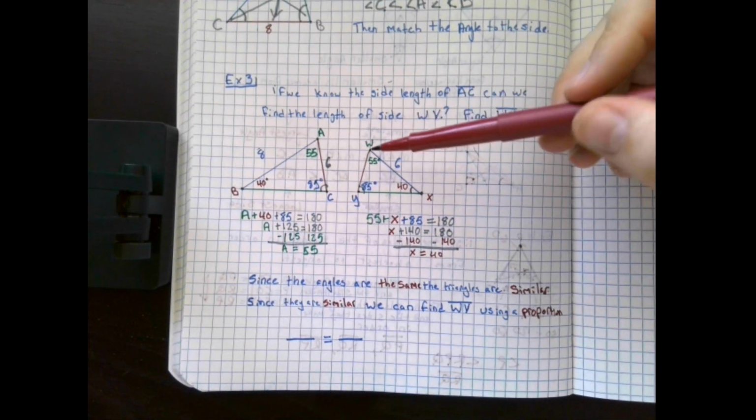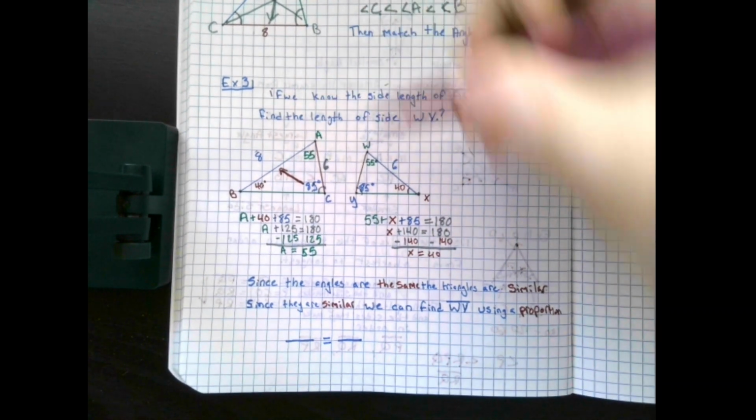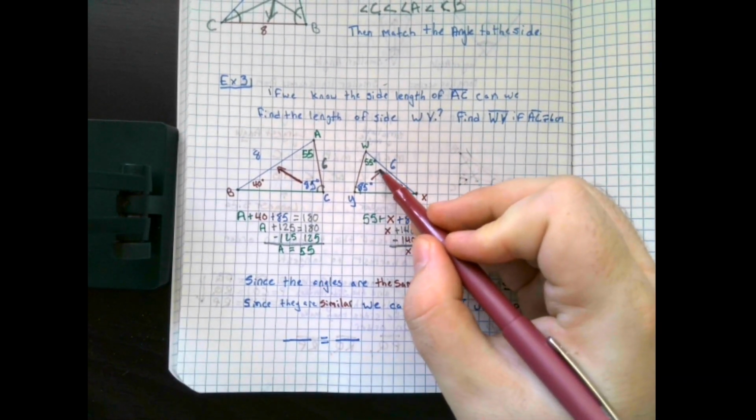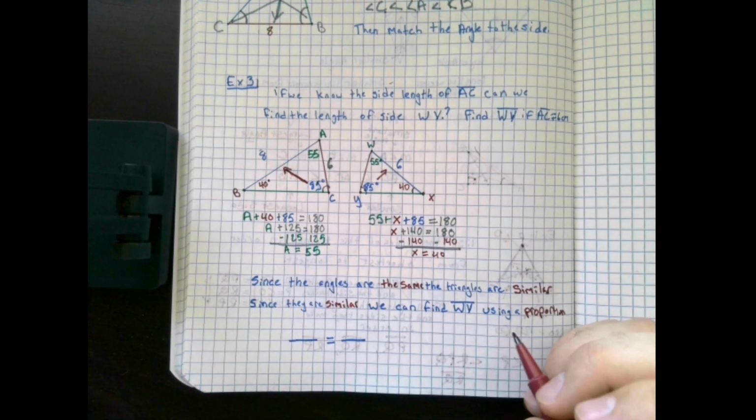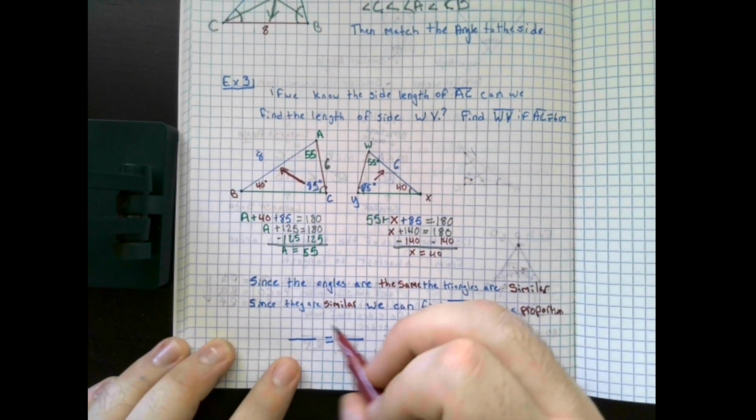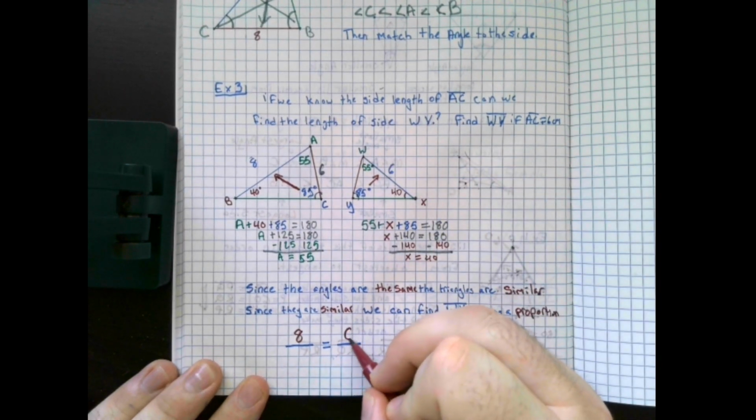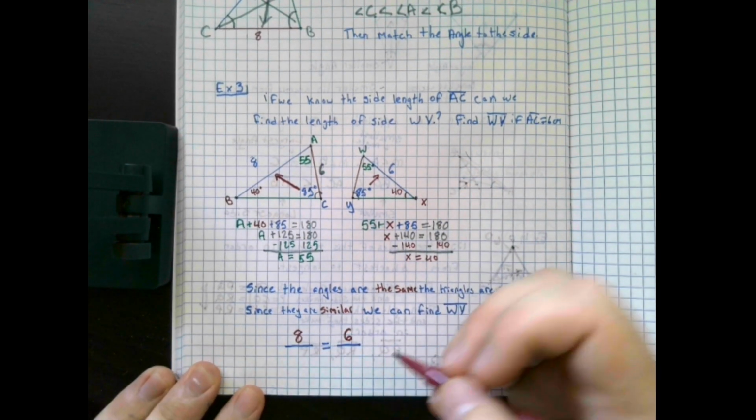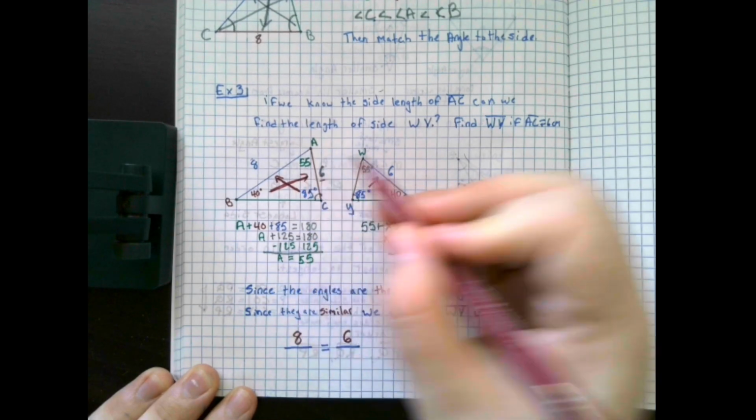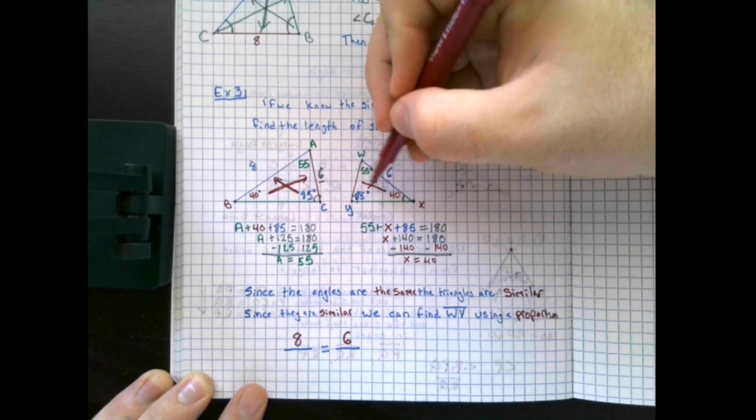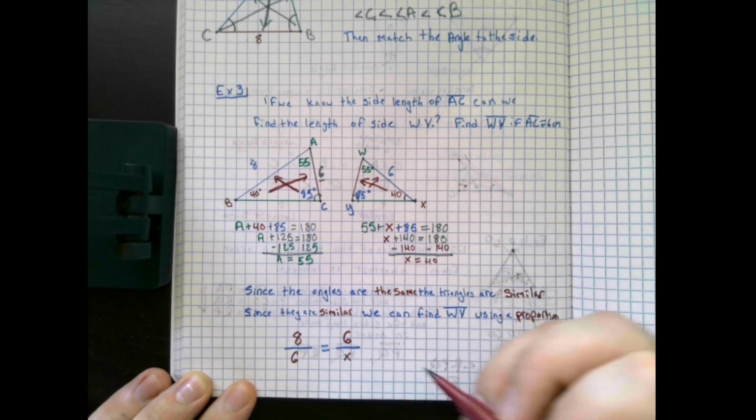Now, what that means, the side which matches up with the 85 in this one is the same corresponding side as the one which matches up with the 85 in the other triangle. So that means that we can take AB, which is 8, and WX, which is 6, and put them on top in our proportion. Similarly, if we're given AC, which is the line across from angle 40, and asked to find WY, the line across from the angle 40, we can put 6 and x on the bottom.